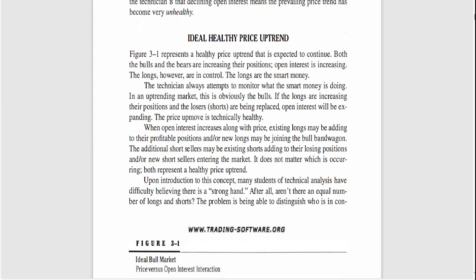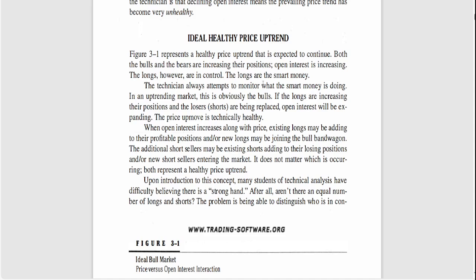A healthy price uptrend is expected to continue. Both bulls and bears are increasing their positions. That is how the healthy trend will continue. And we can judge that buyers and sellers are opening positions by open interest. If open interest is increasing, the longs are in control. Longs are the smart money, so the market will take the direction in which the smart money is trading.